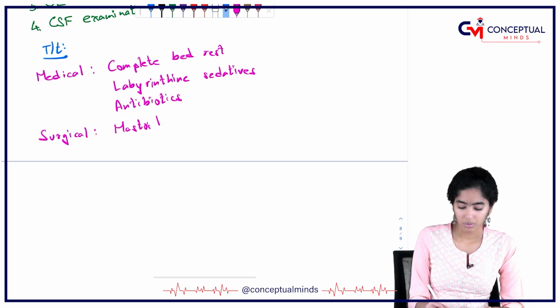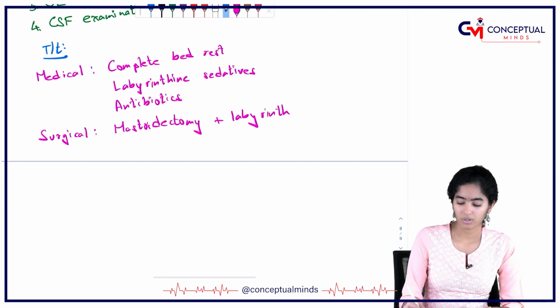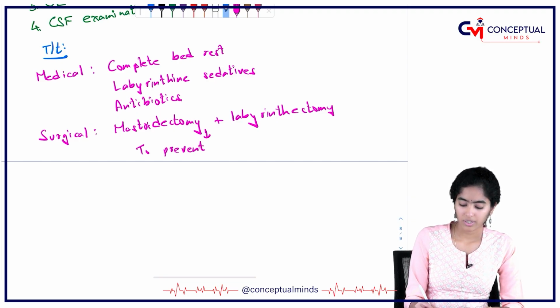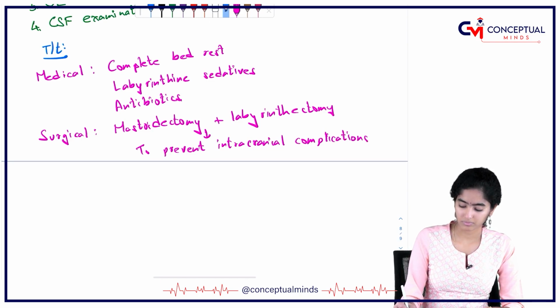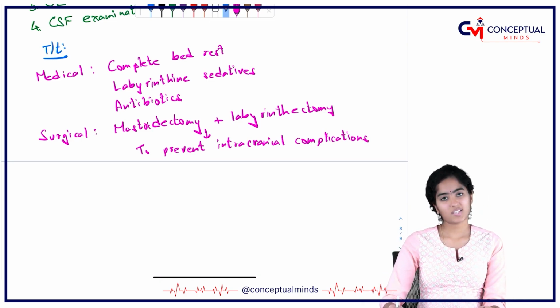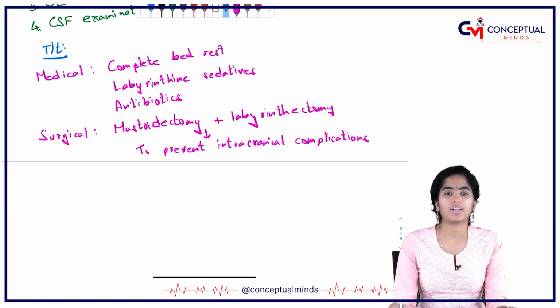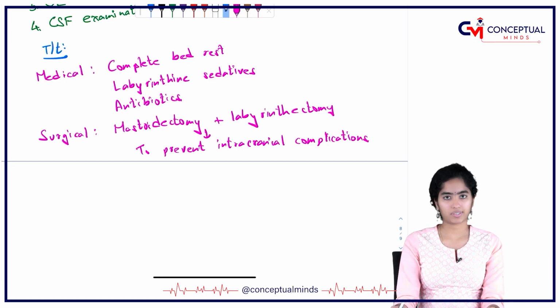Mastoidectomy plus labyrinthectomy. Why is this done? To prevent intracranial complications. So this is about diffuse suppurative labyrinthitis. And with this we complete the entire topic of labyrinthitis also.